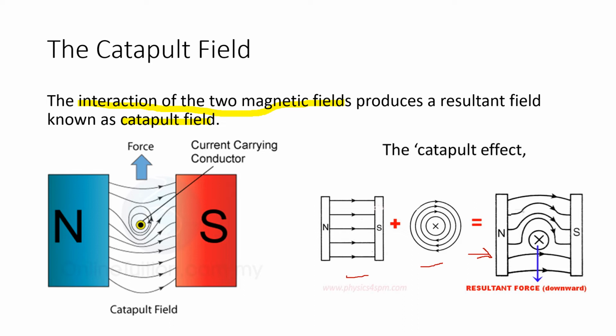The resultant force is acting downward by applying Fleming left hand rule. The thumb determines the force and the cross here shows where the current flows. So our second finger should point in, and our first finger points in the direction of the magnetic field.